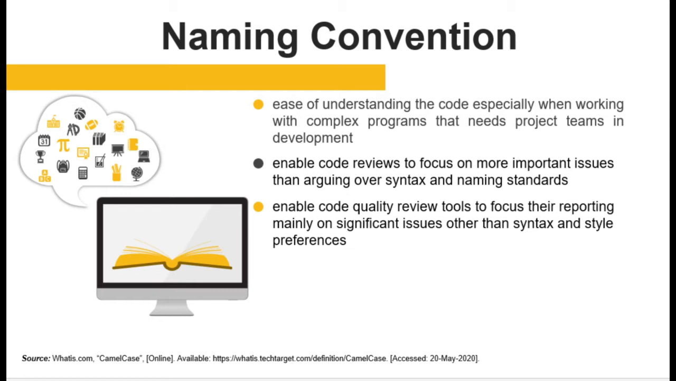code, especially when troubleshooting. It enables code reviews to focus on more important issues than arguing over syntax and naming standards. Having uniform naming variables, class, and methods will eliminate unimportant matters during the development. Thus, focus only on more important issues. Enables code quality review tools to focus their reporting mainly on significant issues other than syntax and style preferences.